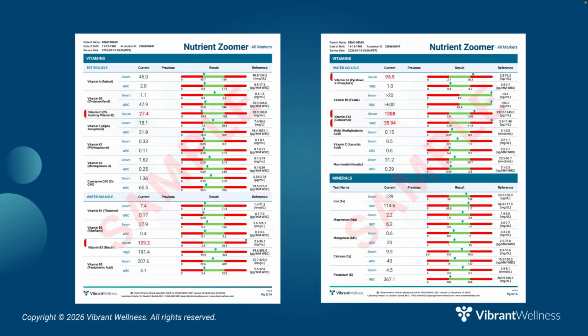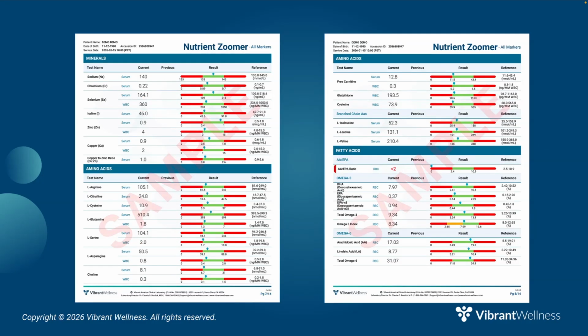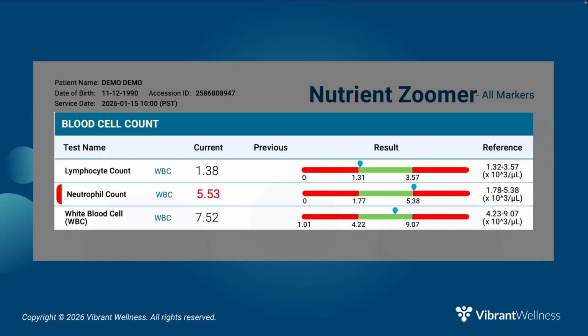And in between the Nutrient Zoomer summary and the out-of-range markers comes the list of all markers, including fat-soluble vitamins, water-soluble vitamins, minerals, amino acids, fatty acids, and blood cell count. The Nutrient Zoomer measures and reports total white blood cell count, neutrophil count, and lymphocyte count so you can critically interpret results. Normal white blood cell counts are needed to ensure accurate results, as intracellular results are calculated and expressed as a ratio of total white blood cell counts.